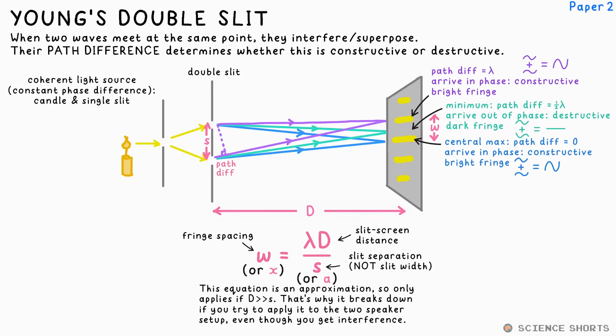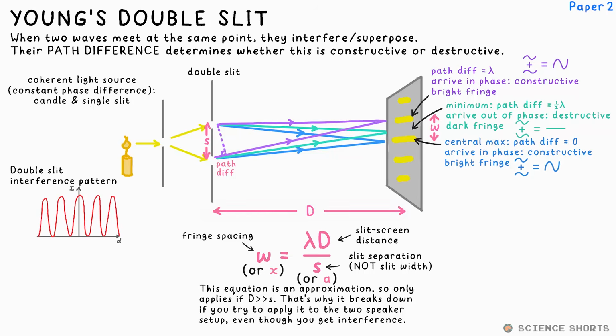However, this equation is an approximation, and it can only be used when the screen distance is much larger than the slit separation. That's why the equation is likely to break down if we use sound instead. If you have two speakers producing the same waves in phase, and you walk at right angles to them, you'll hear the volume fluctuate as you go through maxima and minima. We can represent the pattern by drawing a graph of intensity against distance from the central max. The intensity falls away gradually and they all have the same spacing.